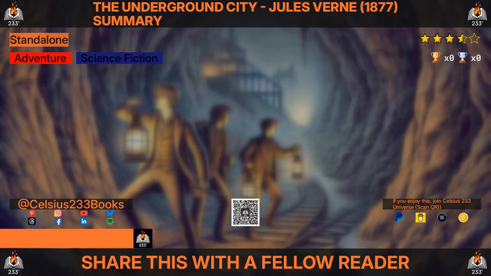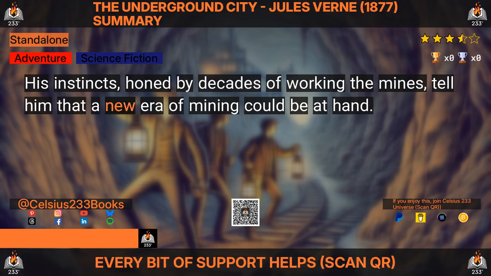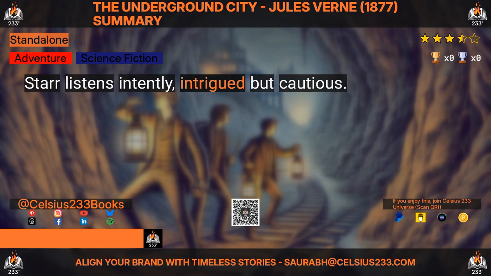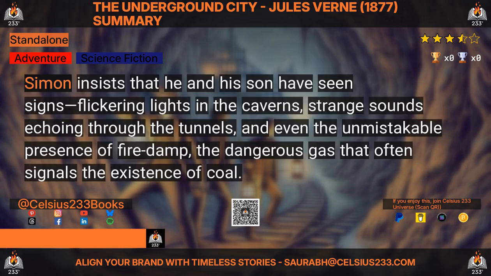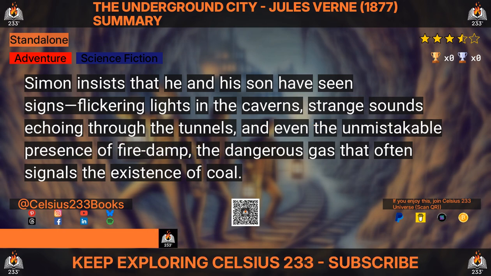Despite the exhaustion of the upper veins, Simon is convinced that the earth holds one more secret, buried far below. His instincts, honed by decades of working the mines, tell him that a new era of mining could be at hand. Starr listens intently, intrigued but cautious. Simon insists that he and his son have seen signs: flickering lights in the caverns, strange sounds echoing through the tunnels, and even the unmistakable presence of fire damp, the dangerous gas that often signals the existence of coal.